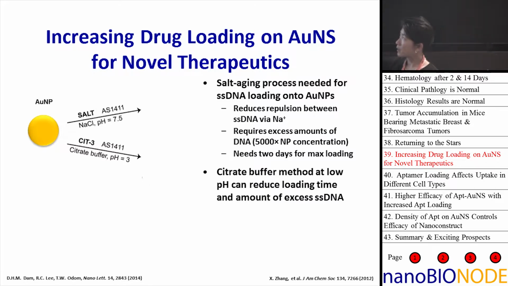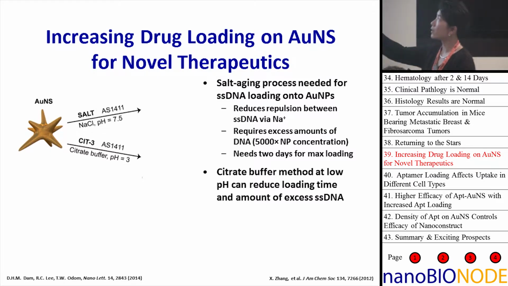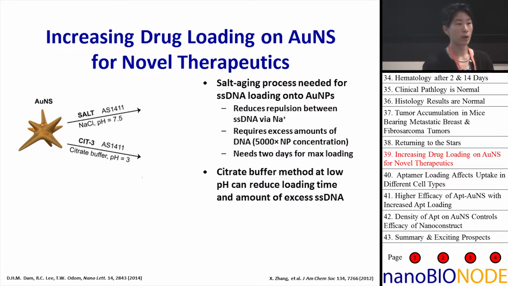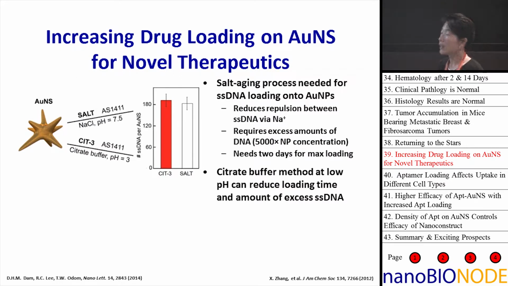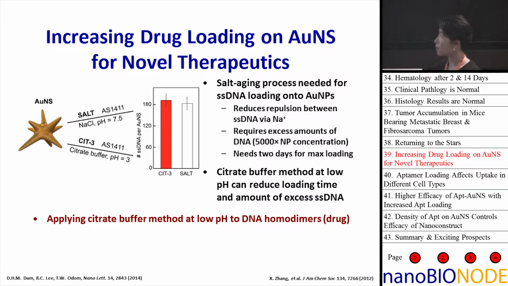So we decided to test that with the stars for these two different things. What we found out is that for the amount of single-stranded DNA, we got the same number of strands, about 180 strands per particle, in 10 minutes versus 2 days. If you're anybody who's preparing particles, that's amazing. You can run through a lot of different particles instead of waiting 2 days.